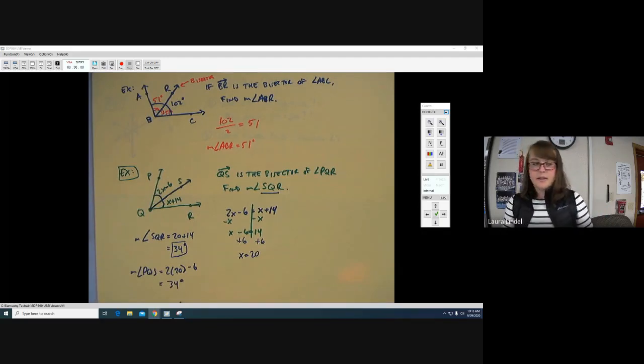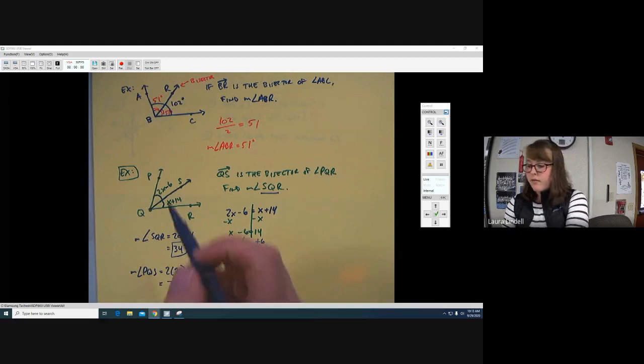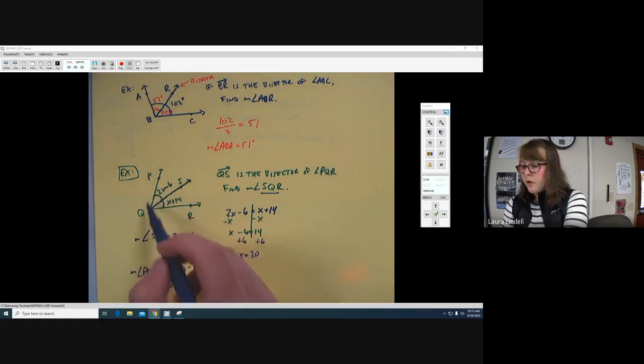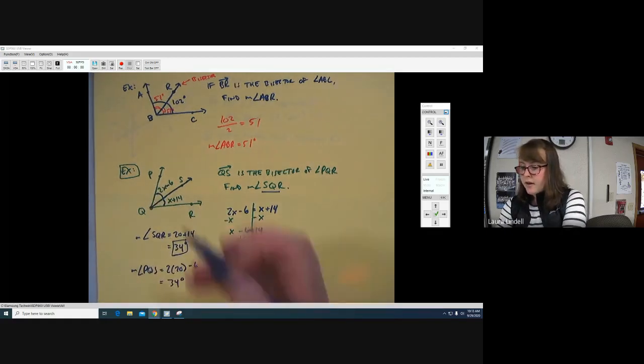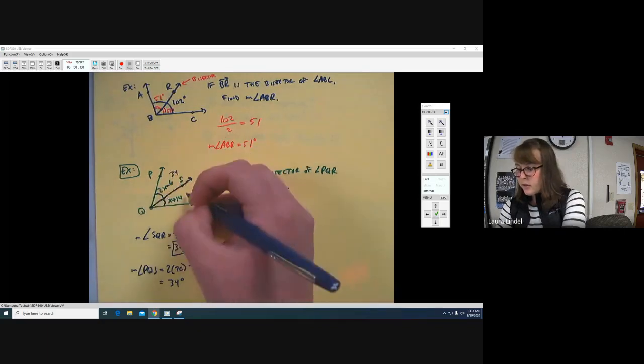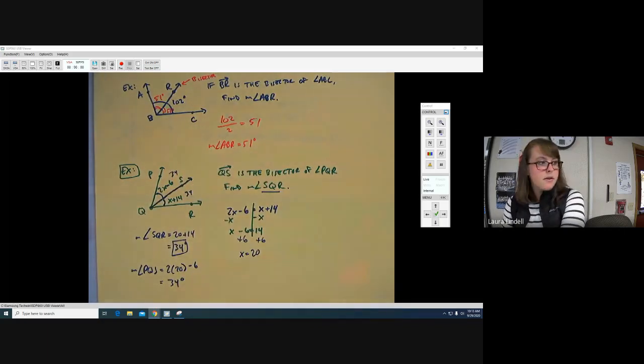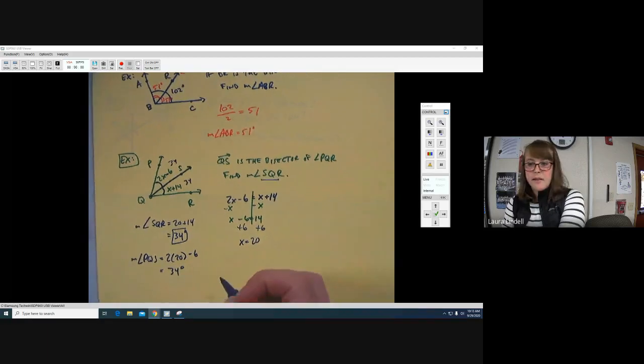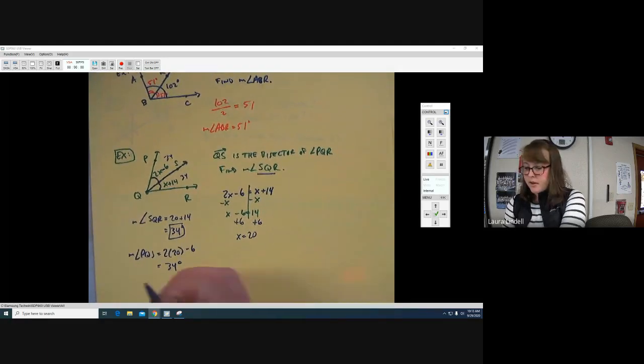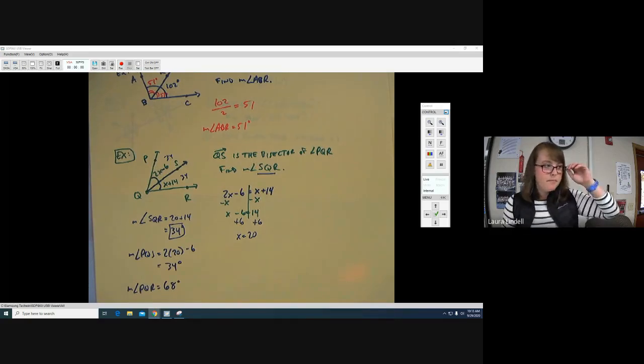They could also ask us at the very end, what is the measure of the whole thing? What is the measure of angle PQR? So if I know that this one is 34 and this one is also 34 now, then I could just add them together to get the whole thing, right? So measure of angle PQR would be 68 because I would just add the two together. So those are additional things that we could be asked using angle bisectors.